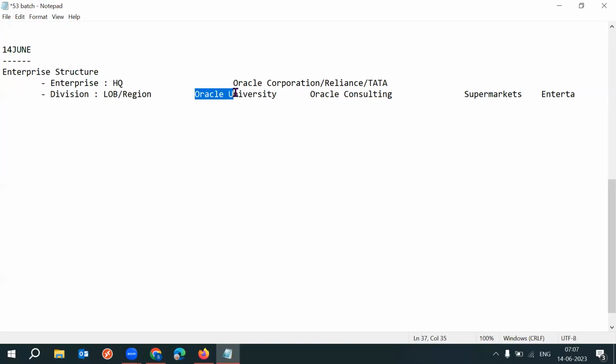These divisions can also be created based on the region. The region, in the sense of Oracle India or Oracle US. You can create divisions based on the region, Oracle India and Oracle US, like that.